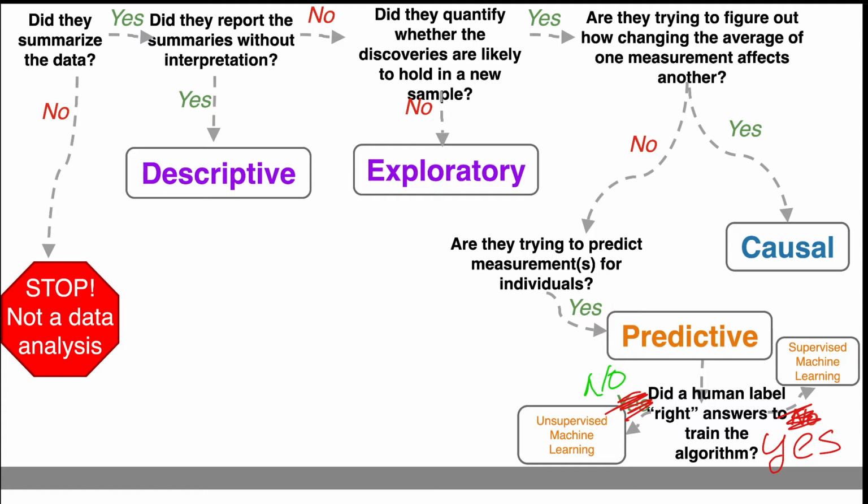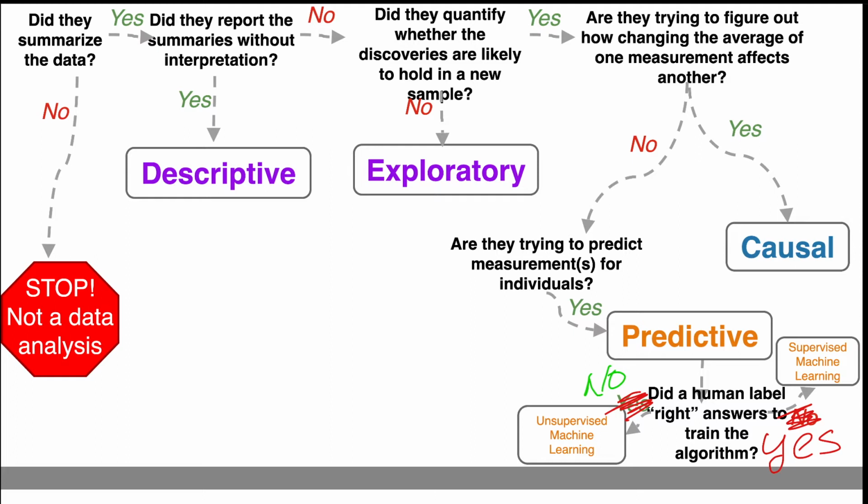Okay, well, let's say we're not trying to predict measurements for individuals, right? So a typical predictive thing is like, let's predict the weather tomorrow for a particular individual day, right? Or let's predict somebody's health status from a bunch of measurements we have of their blood levels for various kinds of chemicals, okay? That would be trying to predict individuals. Maybe we're not after individuals. Maybe we're after groups, right?